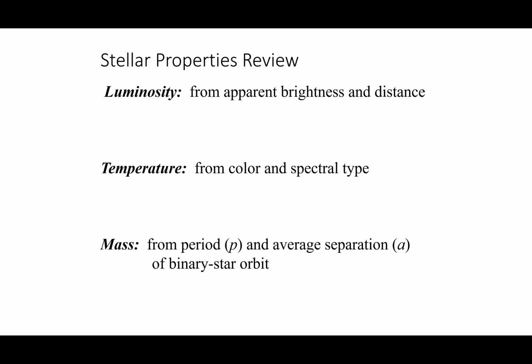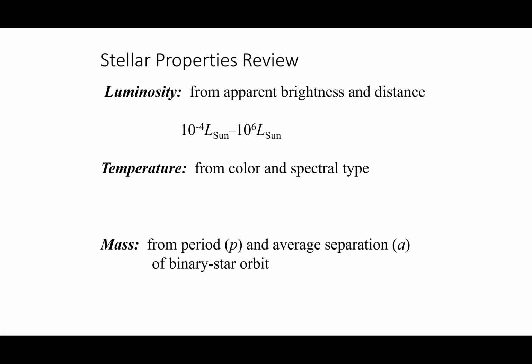So I want to summarize a few things we've been talking about. So luminosity is how bright something is. I shouldn't say that. Luminosity is how much energy something's putting out. And we can get luminosity from how bright something appears and the distance it is away from us. So, of course, the L sub sun means the luminosity of our sun.